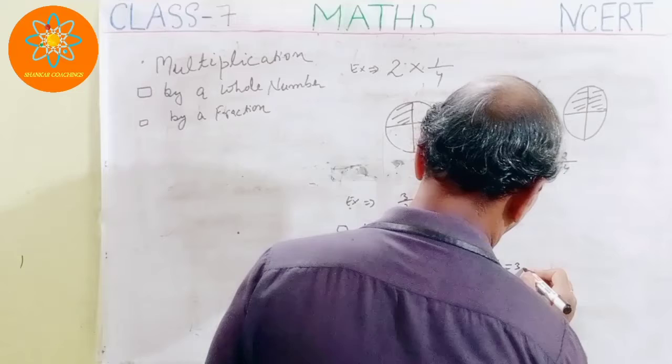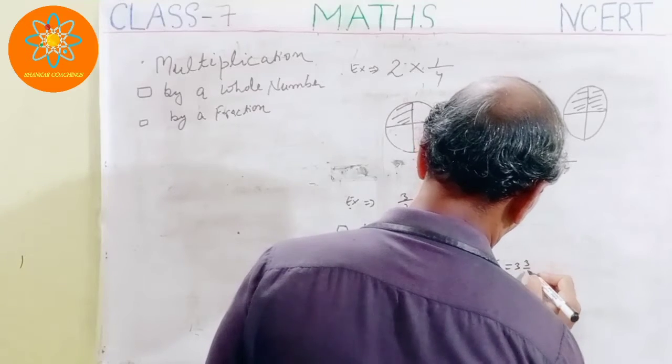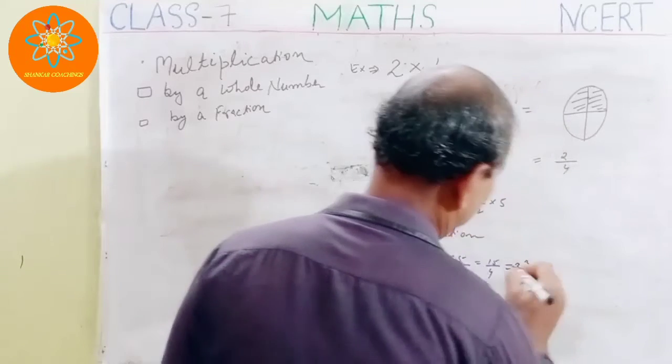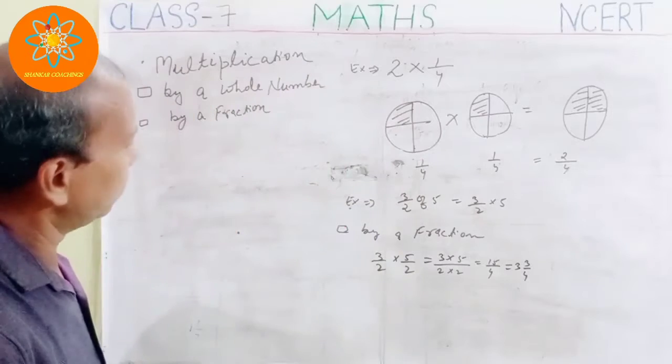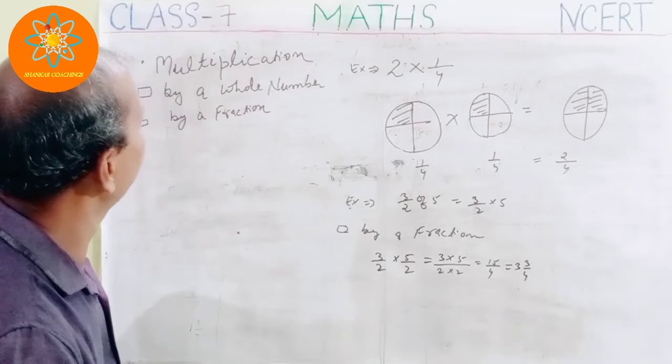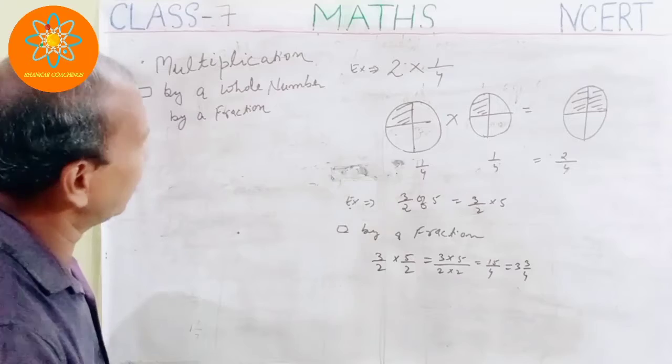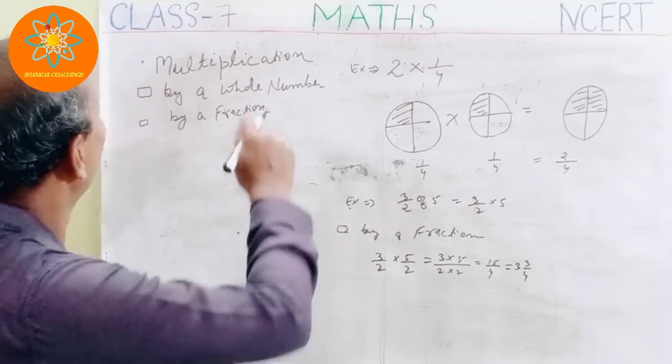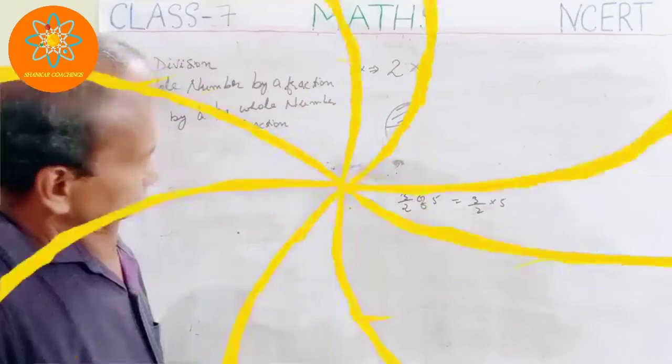3, and this is how much? 3, and this is 4. So this is now a mixed fraction. So this is how we can multiply a fraction by a whole number and by a fraction.